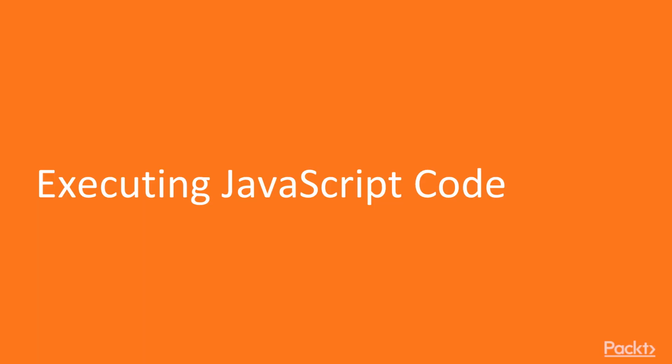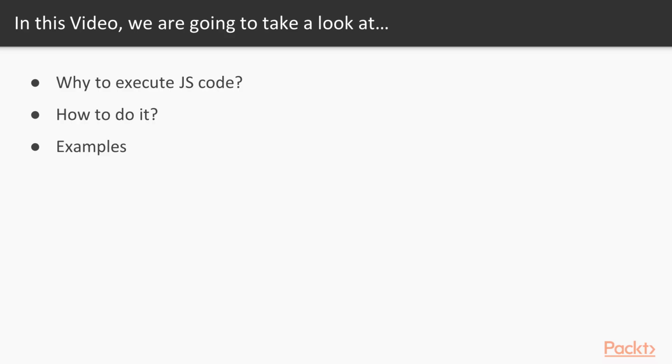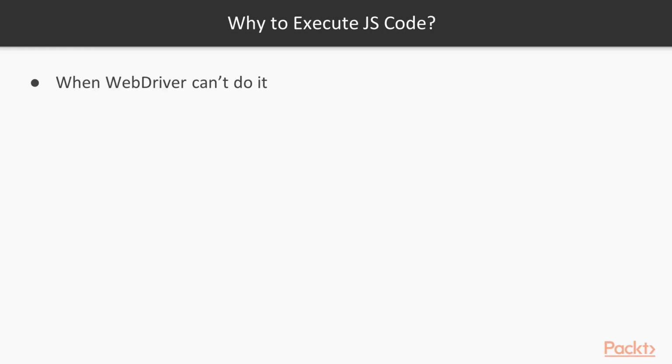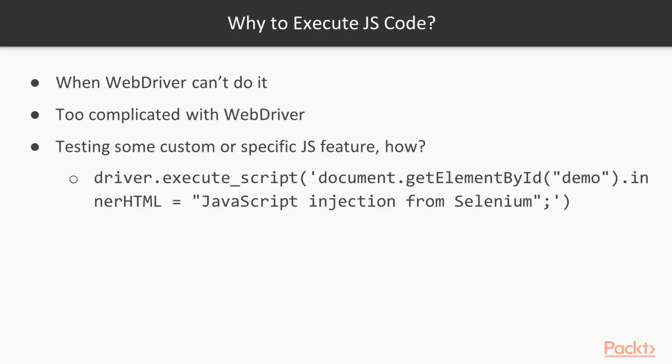Executing JavaScript code. In this video, we will talk about why to execute JavaScript code, how we can do it, and at the end we will give some examples on this action. Usually we don't want to run JavaScript code all the time. We want to do it from time to time, usually when WebDriver is not able to do this action. For example, it can be too complicated for WebDriver, there is no built-in functionality, or there is some testing of some custom JS feature that we want to focus on.